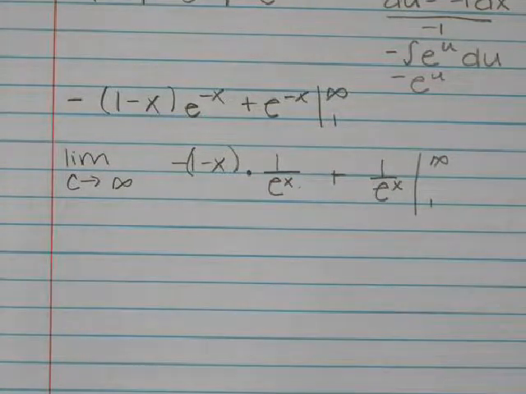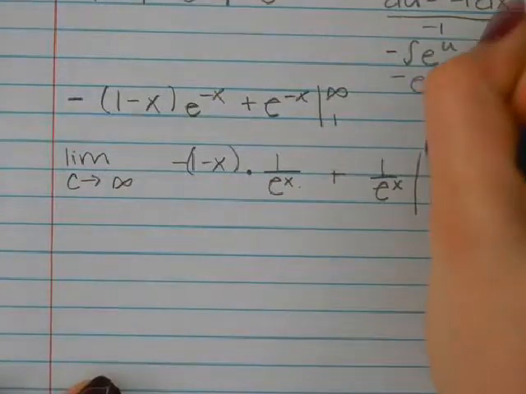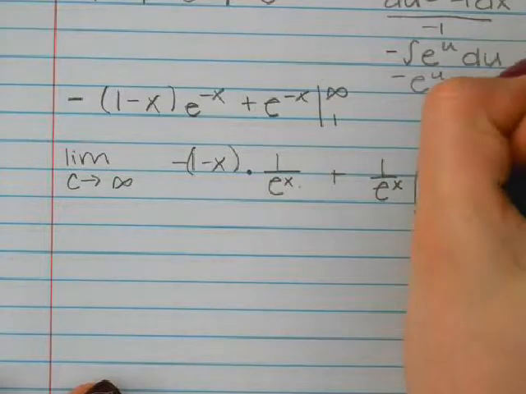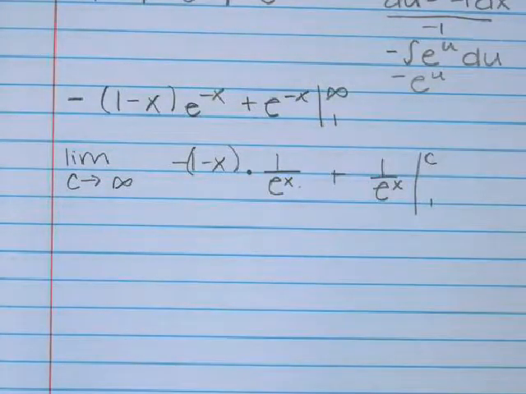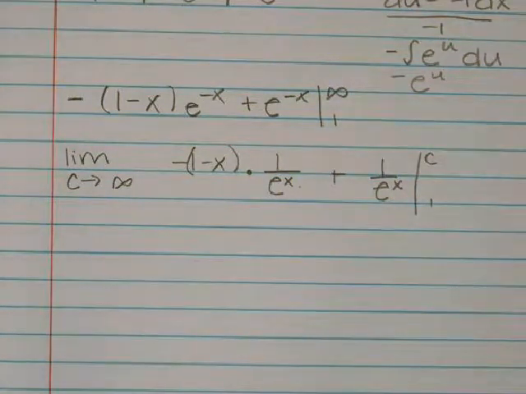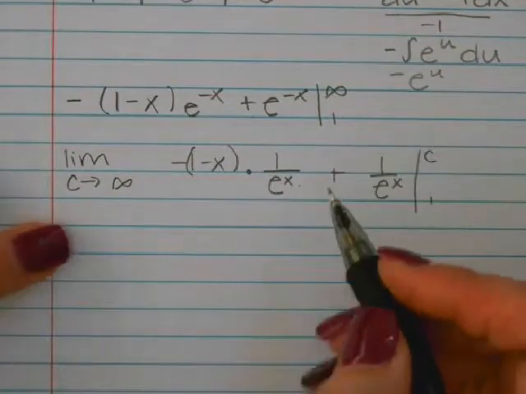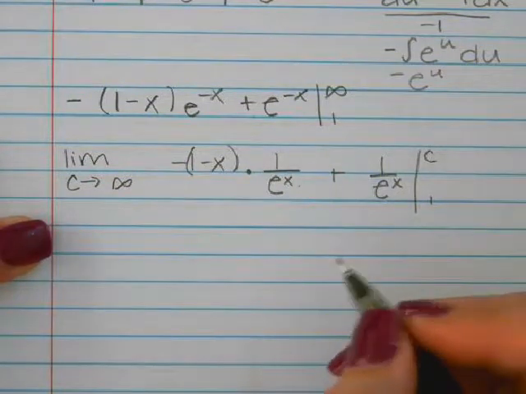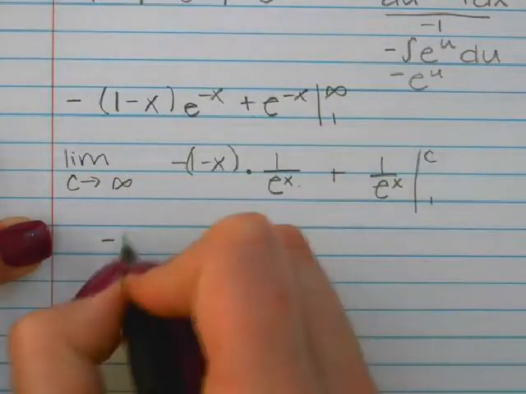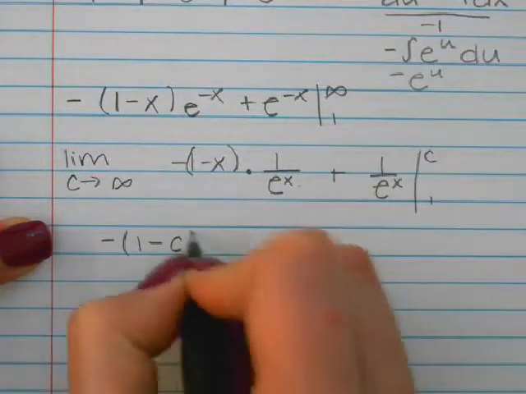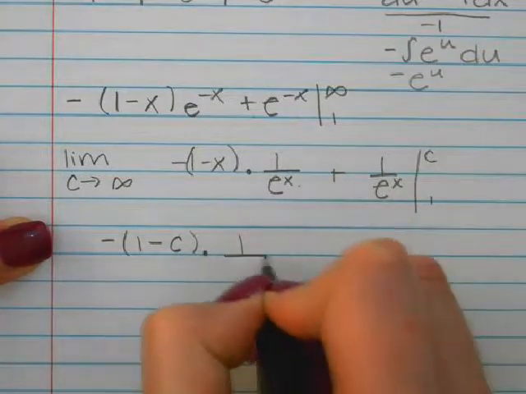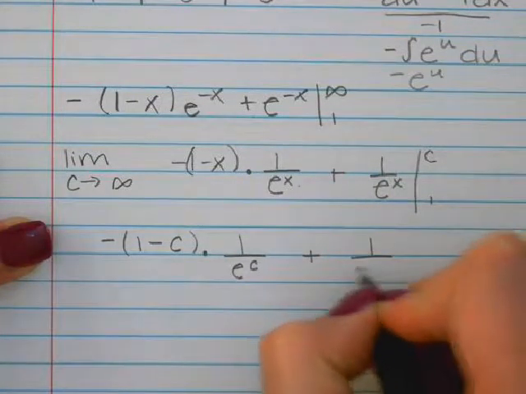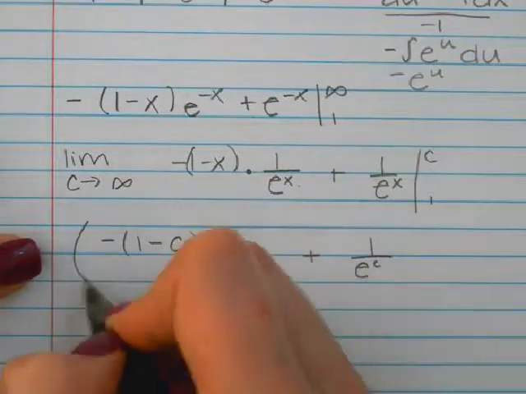All right. I made a typo right here. Instead of infinity, put c. Yeah, sorry about that. As c goes to infinity, so it should be from c to 1. All right. So now I can go ahead and plug it in as long as I'm plugging in a c, not an infinity, technically. So I've got negative of (1 minus c) times 1 over e to the c plus 1 over e to the c. That's what I get when I plug the c in.